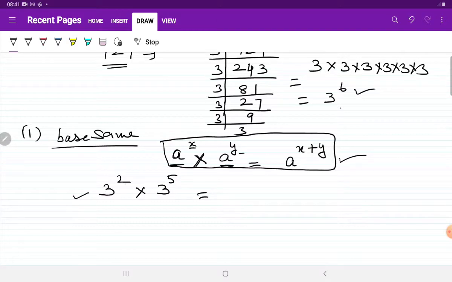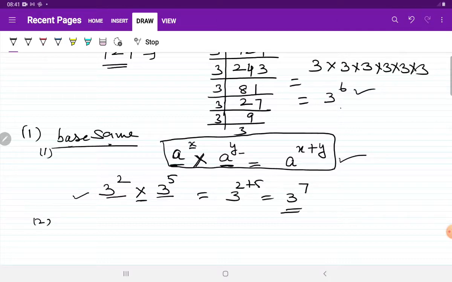So 3 raised to power 2, 3 raised to power 5: my base is the same, and here is the sign of multiplication, so we'll add all the powers. 2 plus 5, so what do I get? 3 raised to power 7. This is my final result. Got it? So this is my first law, under same base.